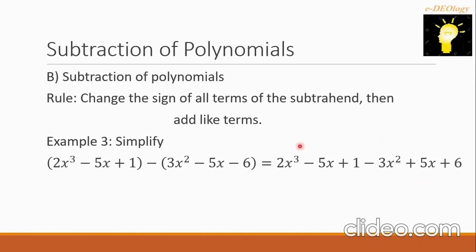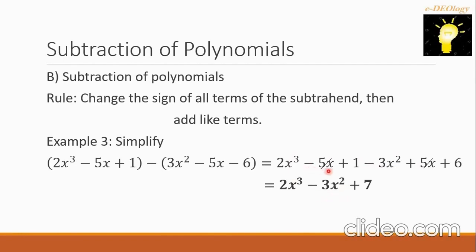The highest power here is the cube. So it seems there is no other variable with cube. So only this one, the 2x cubed. We will simply copy this. And followed by this negative 3x squared, there's no other term with a variable x squared. So we will put this negative 3x squared in the final answer also.